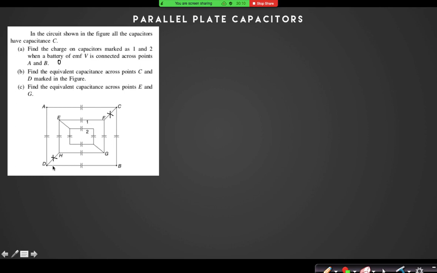Now if I connect the battery in between C and D, what will happen? Again you can see that in between C and D... Sir, how is it becoming 0? Please explain once more. Yes.